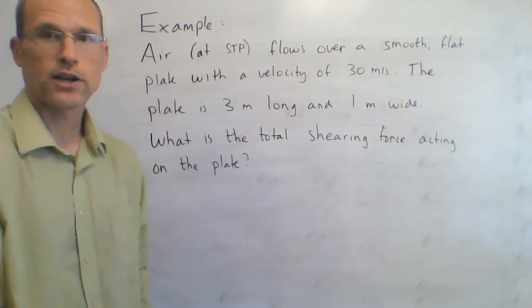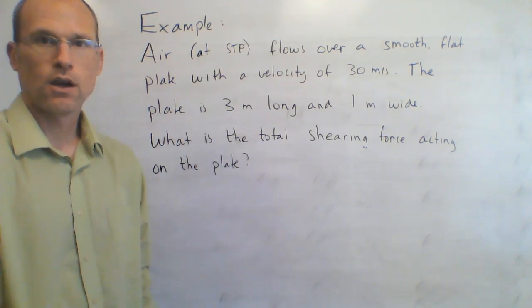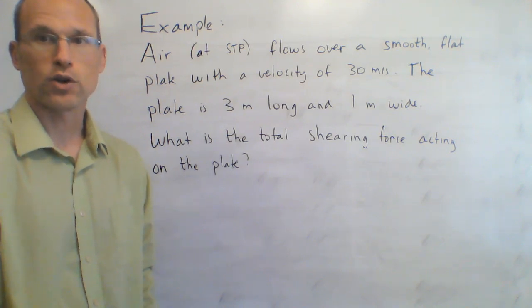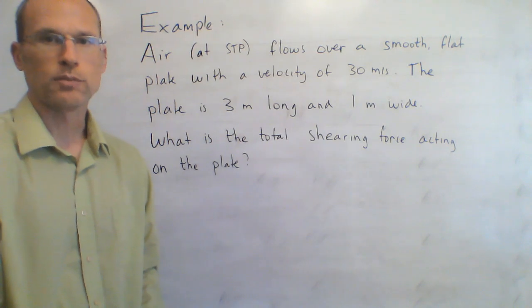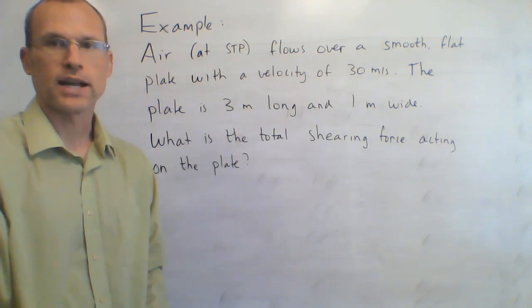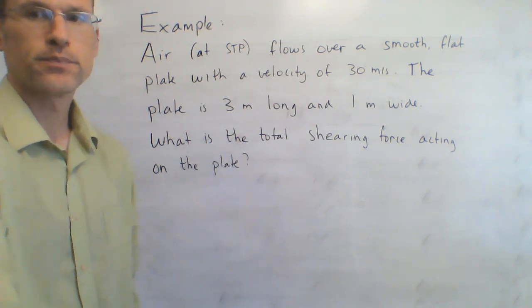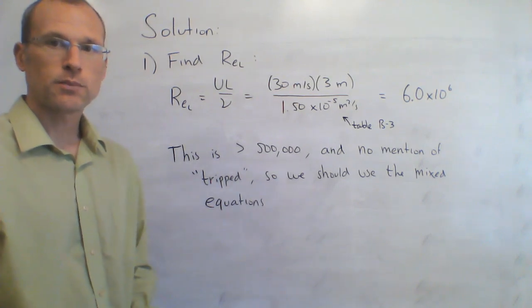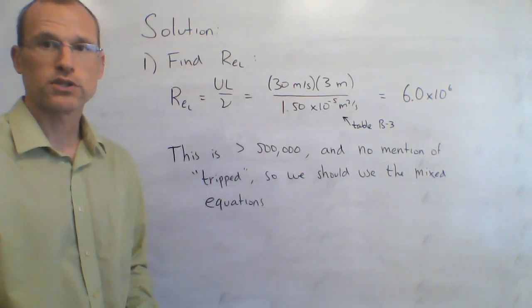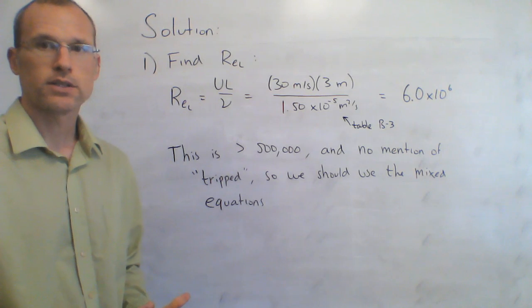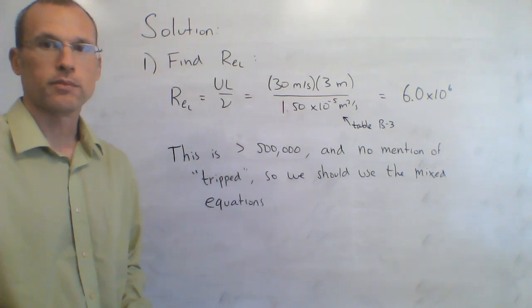First example, have air at standard conditions flowing over a smooth flat plate at 30 meters per second. The flat plate's 3 meters long and 1 meter wide. Want to know what the total force acting on this plate is. So my solution, I'm going to follow my standard 3-step procedure. Find the Reynolds number, find CF, and then find the force.